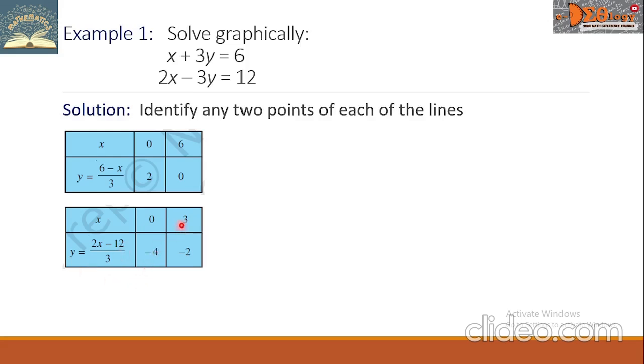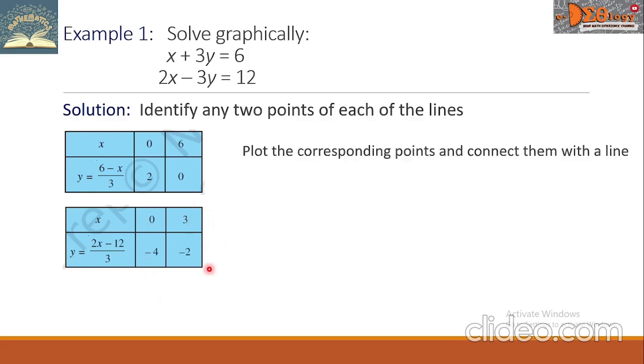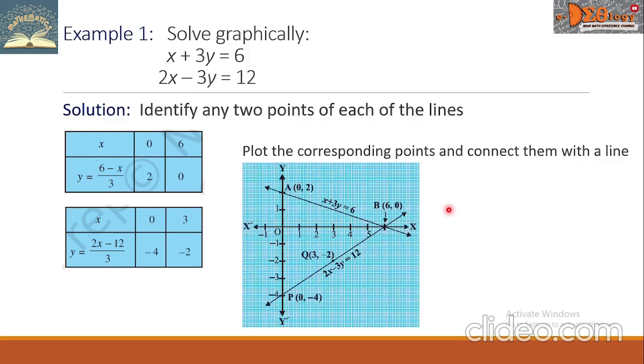Then we assign 3 for the x. We substitute this 3 to this equation. The value of y then will be negative 2. So the 2 points for the second equation are (0, negative 4) and (3, negative 2). Now let us plot the corresponding points and connect them with a line. These are now the 2 lines. This is the first line. This is the second line.